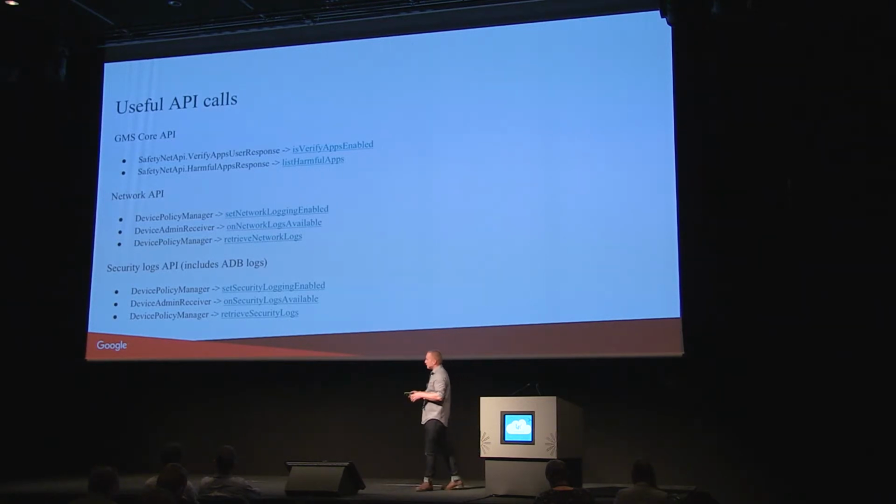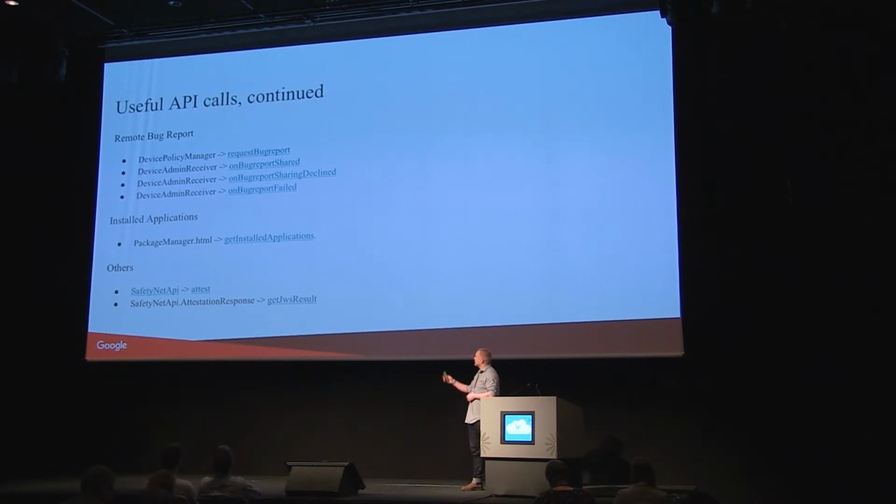So typically, Android devices will have two log buffers. It will be the buffer for radio logs, and it will be the logcat buffer, which is the generic buffer that everything logs into. In DO mode now, we added a third buffer, which is called the security logs. And the security logs will contain the process logs and ADB logs and many other logs. And that can be retrieved using these APIs.